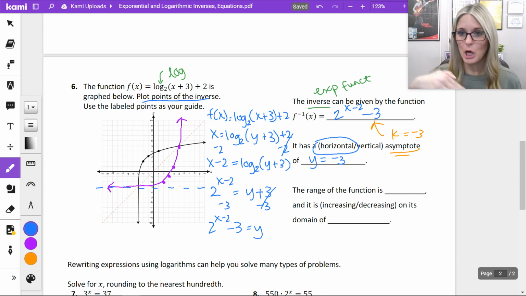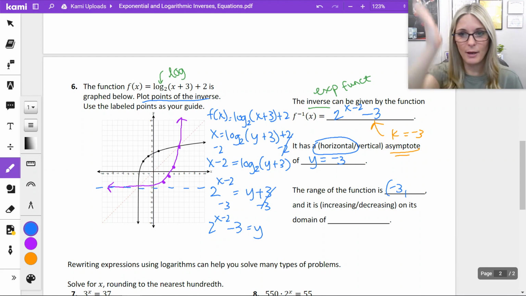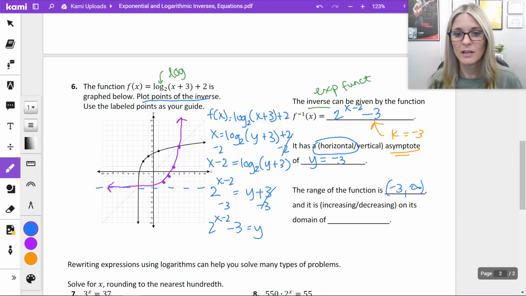The range, how low does it go to how high? Remember, range is our y values. How low does it go? It is hitting that asymptote as it goes down. It's not going to go any lower than -3. So we're stopping at -3 and going up, up, up to infinity. It is increasing from left to right as I look at that purple graph.